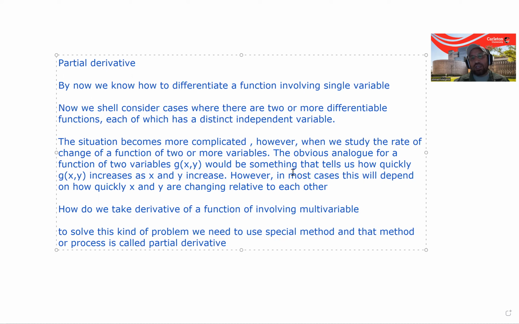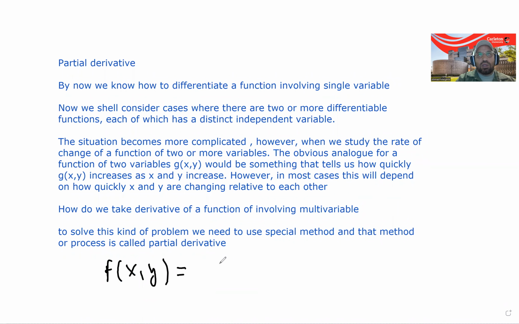Now we shall consider cases where there are two or more differentiable functions, each of which has a distinct independent variable. For example, if we have a function f of x and y equal to x squared minus xy plus y squared, we have two differentiable functions, each with a distinct independent variable. So we have x and y, both of which are independent. When we see a function like this, the situation becomes more complicated.